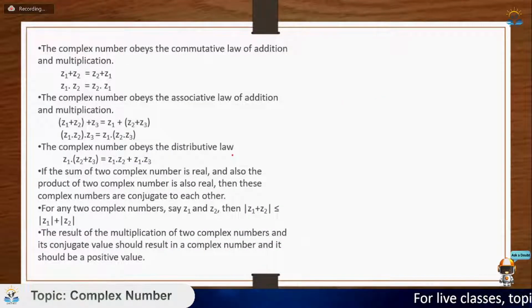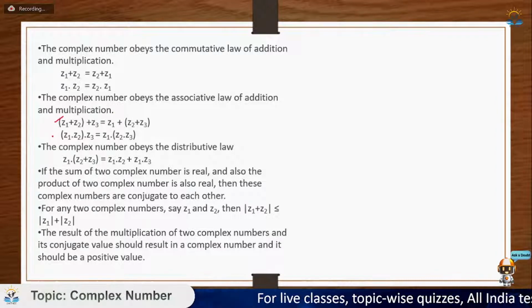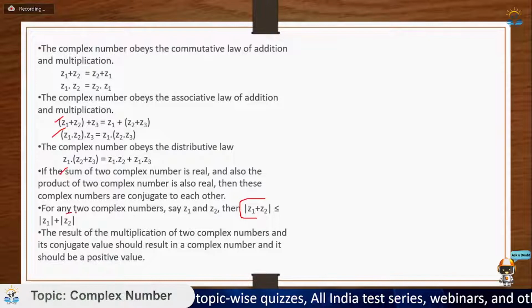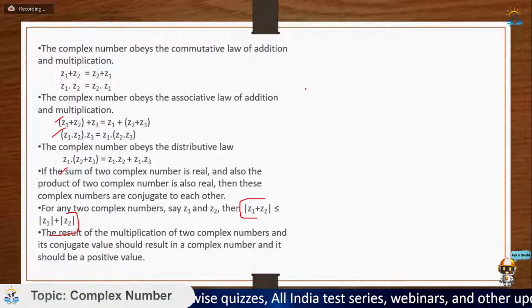Then moving ahead, complex numbers obey the commutative law of addition and multiplication. That means addition is commutative and multiplication is commutative. Similarly, associative also holds. Distributive law also, all the laws hold in this. Then this is the triangle inequality, which I use in triangles also. This is many a times used in questions on complex numbers. So remember it well.